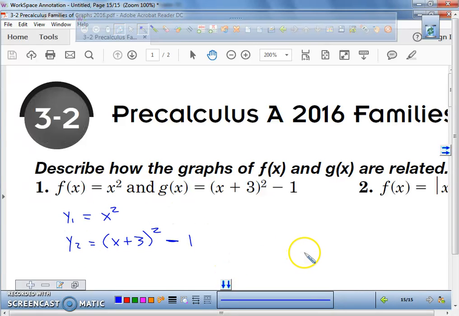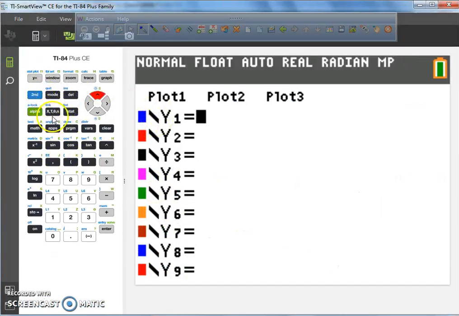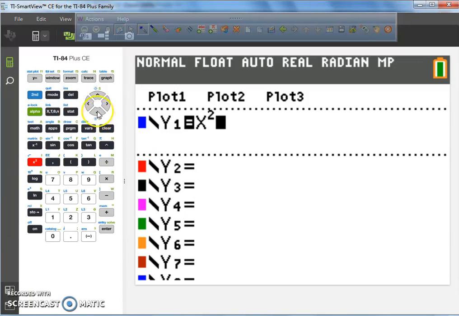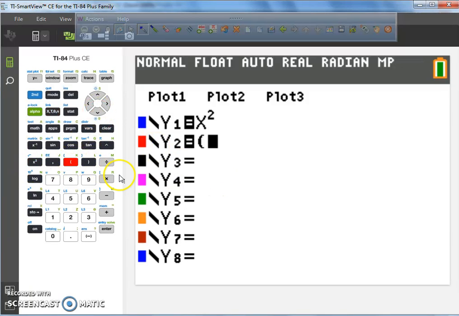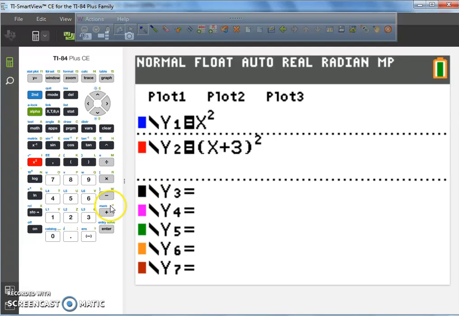We're going to take a look at those graphs. Okay. Now, there are going to be two things that are going to happen. I'm going to hit y equals x squared, and then open parentheses, x plus 3 close parentheses squared, and then minus a 1. Now, the original graph is going to be our blue graph. Our new graph is going to be our red graph. So we're going to look at it.